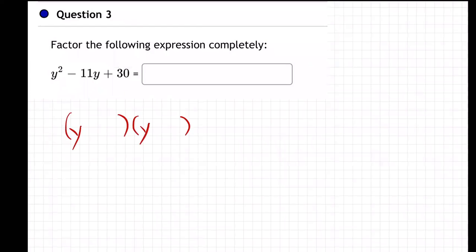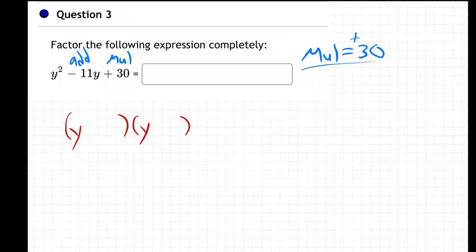multiply. You have to multiply to be the number in the back, add to be the number in the middle. So what numbers multiply to equal 30? Positive 30. You got to multiply it to be 30.